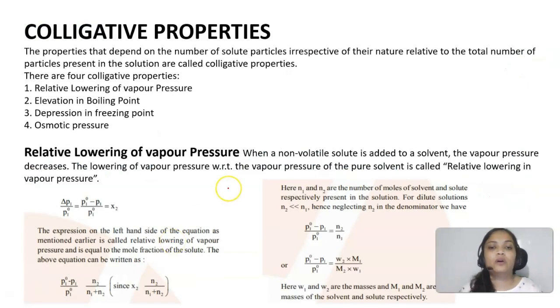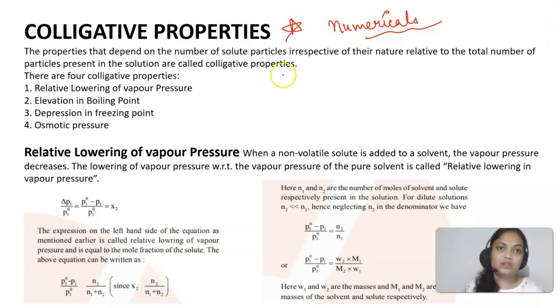Now let us talk about the colligative properties. That is important. You will get a lot of questions as well as a lot of numericals from the colligative properties. So there are 4 colligative properties. You know, colligative properties are the ones which depend on number of solute particles irrespective of the nature. First one is relative lowering of vapor pressure.